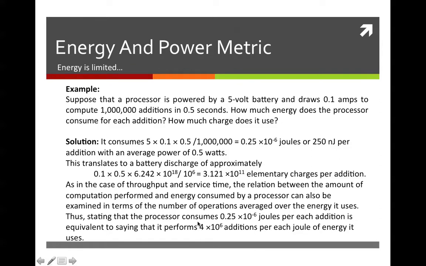The last thing I want to say here is that, as in the case of throughput and service time, the relation between the amount of computation performed and energy consumed by a processor can also be examined in terms of the number of operations averaged over the energy it uses. To say that the processor consumes 0.25 times 10 to the minus 6 joules, which is 250 nanojoules, as we said over here, is equivalent to saying that it performs 4 times 10 to the 6 additions per each joule of energy it uses. That's just another way of looking at it.